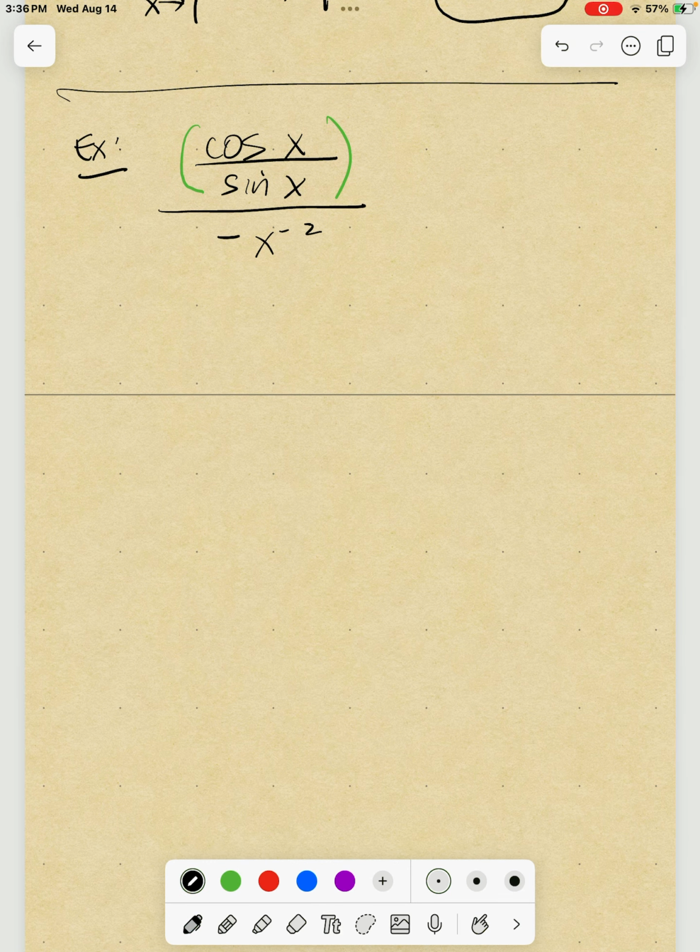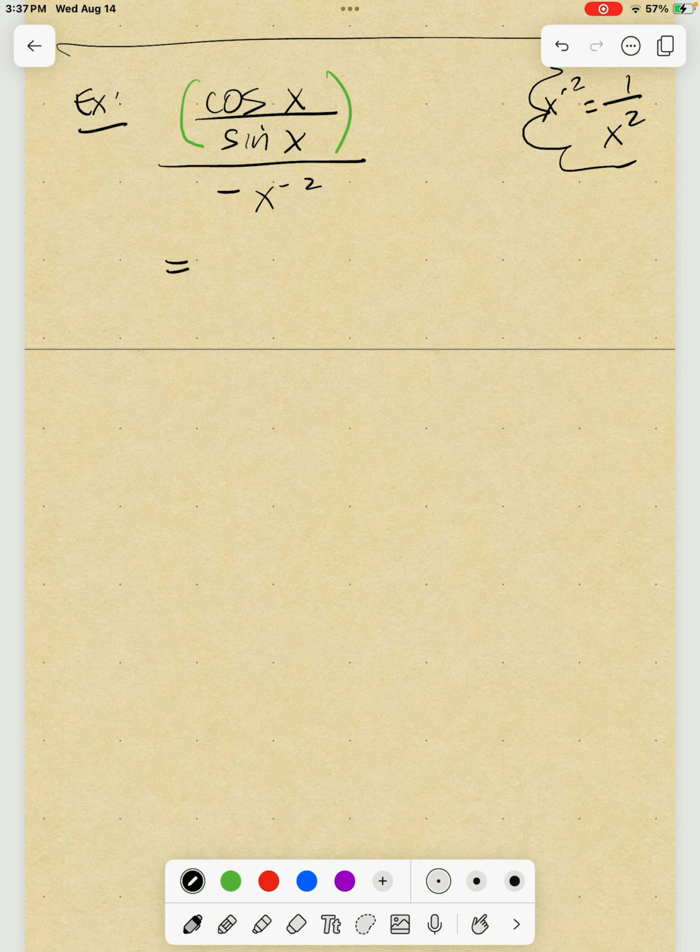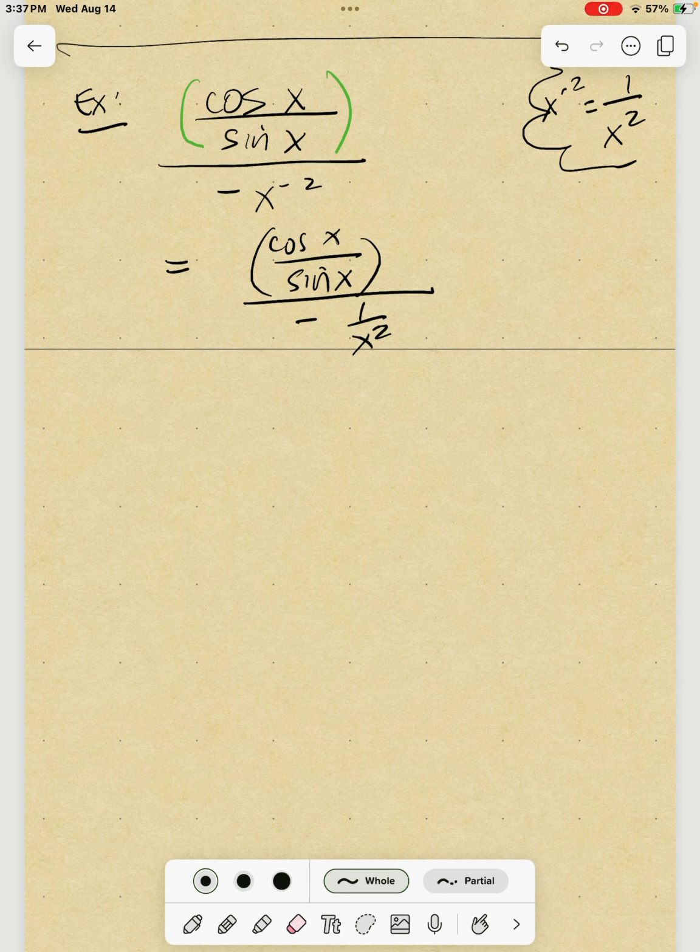So when I have something to a negative exponent, it's helpful to think of it as 1 over x to the positive exponent, because x to the minus 2 is equal, by definition, to 1 over x squared. Right? So this is equal to cosine x over sine x, that whole thing divided by 1 over x squared. You don't need the parentheses here, but I think it's a good idea to just have the parentheses to illustrate what's going on.